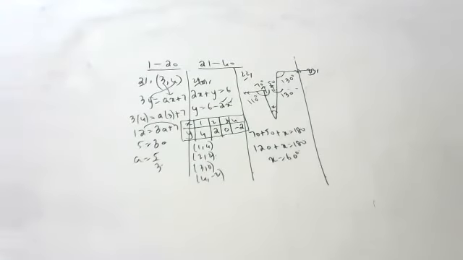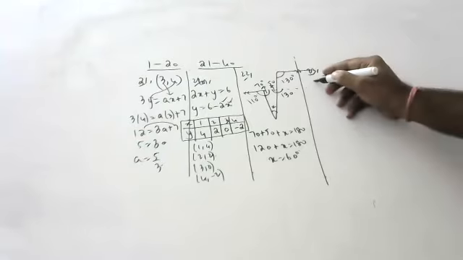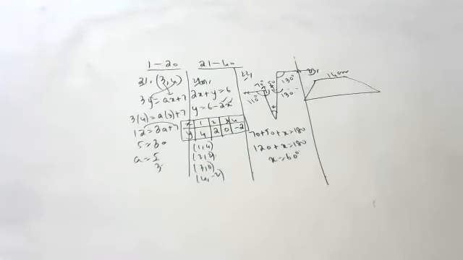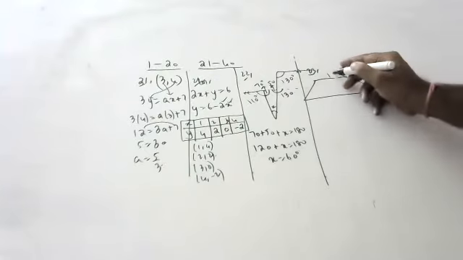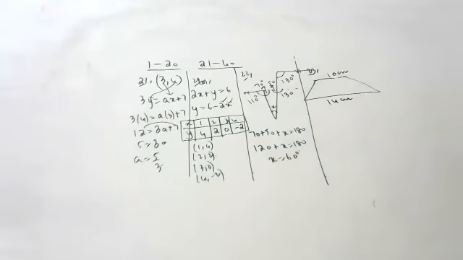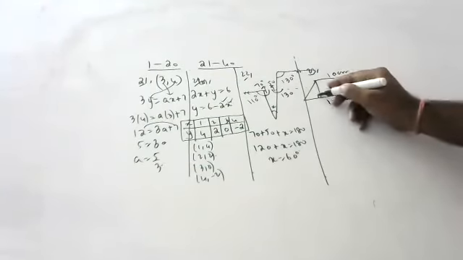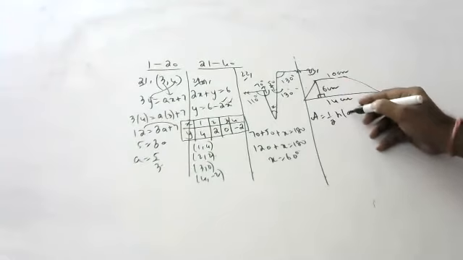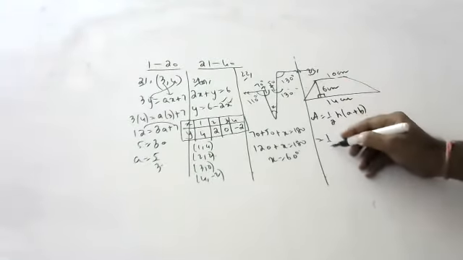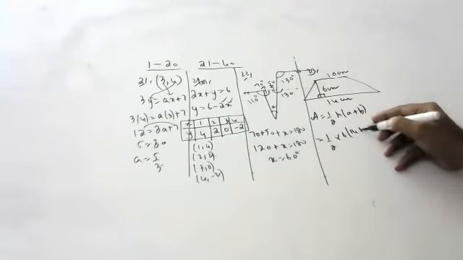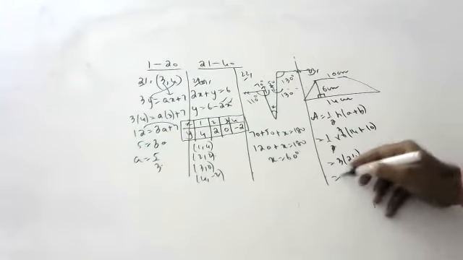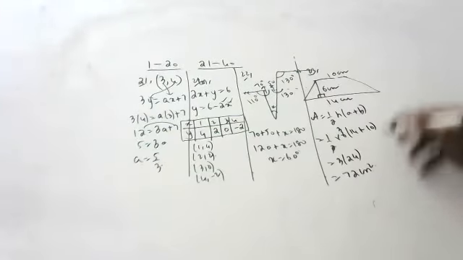Find the area of a trapezium whose parallel sides are, one is 14 centimeters and the other is 10 centimeters, and the height is 6 centimeters. What is the area of the trapezium? Anyone, the area of trapezium formula? Area of trapezium is half h into a plus b. So half into 6 into 14 plus 10. So 3 into 24, 3 fours are 12, 3 twos are 6, 72 centimeters square.